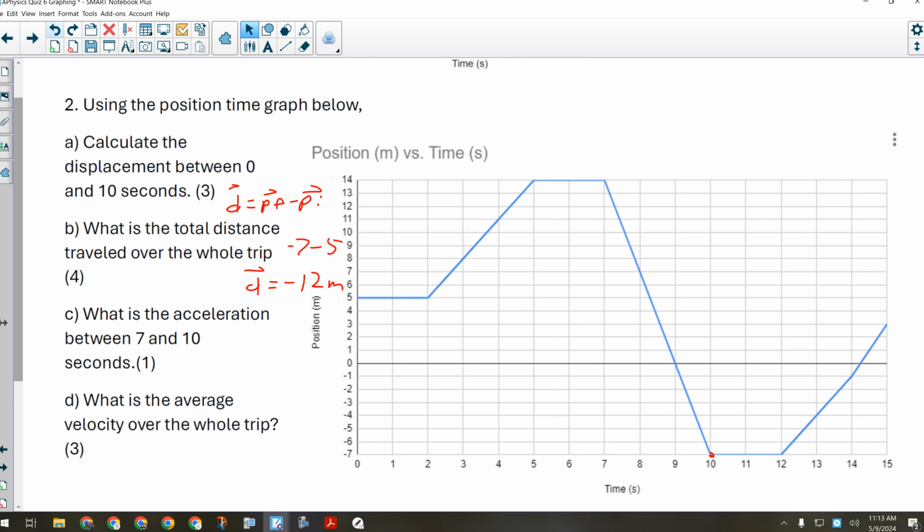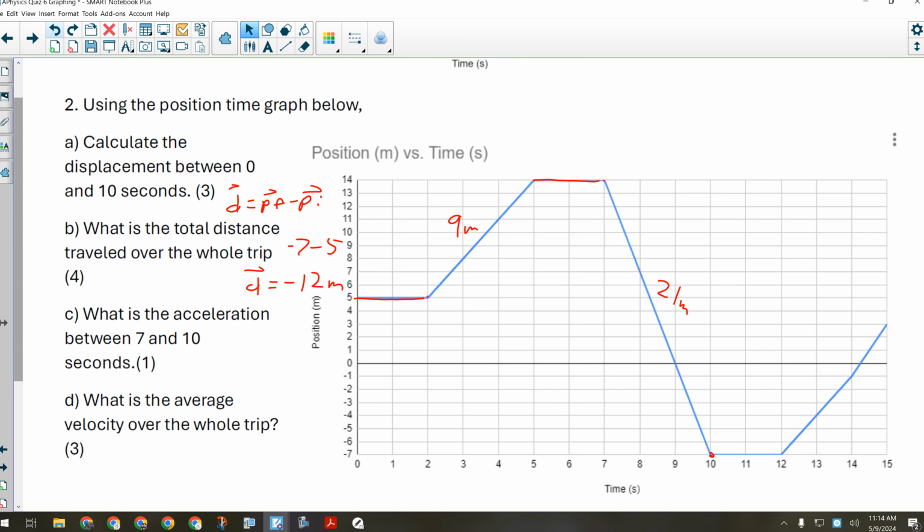All right, total distance traveled over the whole trip. Distance is scalar, so I can't do what I did here between 0 and 15 seconds, because final position minus initial position doesn't work when we changed directions. So I didn't go anywhere here. Then I went from 5 to 14, which is 9 meters. Then I didn't go anywhere again. Then I went from 14 to -7. That's 21 meters. Everybody all right with that?